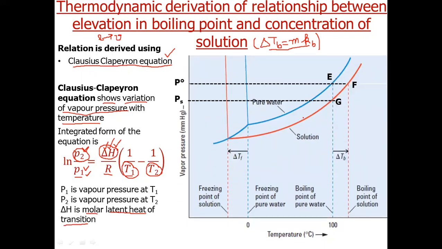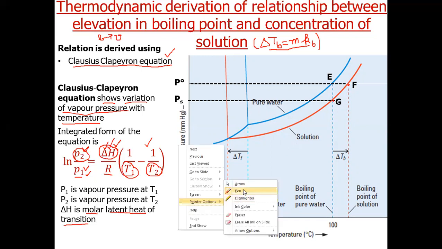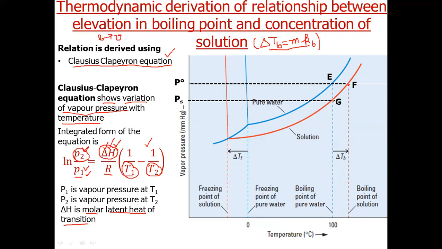Now let us again see this diagram. One thing we have to keep in mind is that these two points should lie on the same curve. We can apply this relation to G and F because both these points lie on a particular curve, but we cannot apply this relation to G and E because they are lying on different curves. So in order to apply this relation, the two points should lie on the same vapor pressure curve.